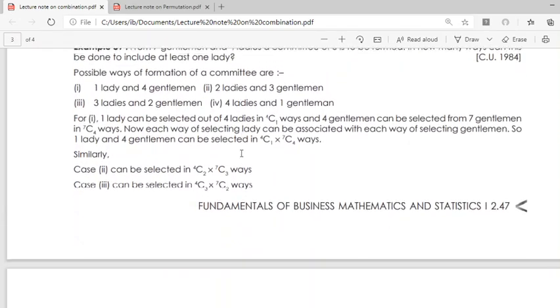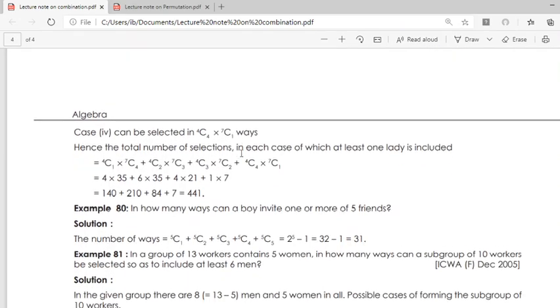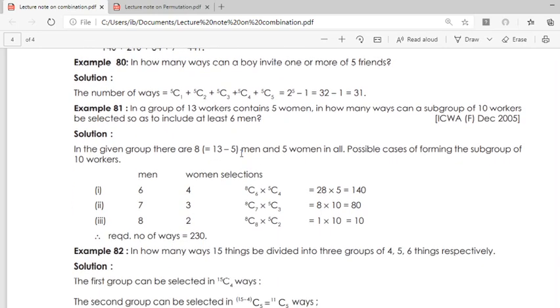Now let's go to the last part in the note. I just want to pick an example.